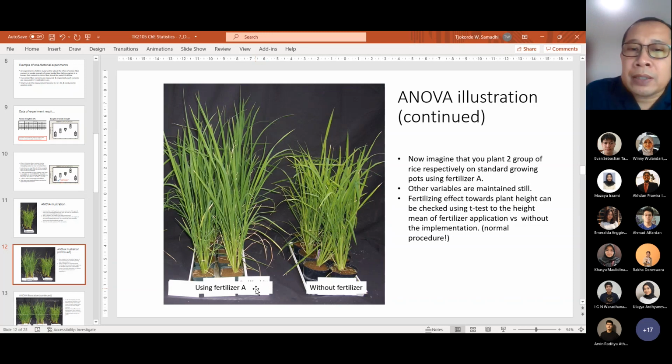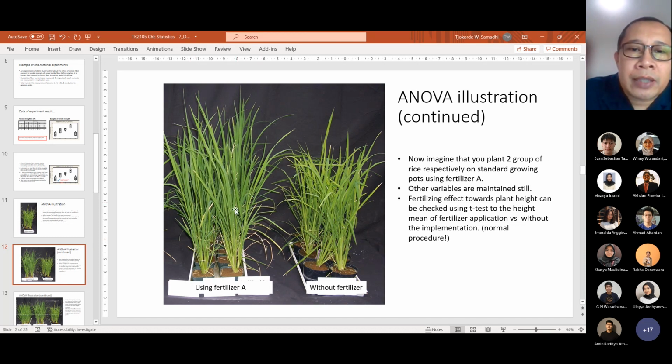And of course, we can imagine that if fertilizer A is indeed effective, then you will see taller plants after a certain amount of time. So again, if the fertilizer works, then the plants grown using fertilizer will be taller than the ones grown without fertilizer. Naturally, since you have studied hypothesis testing, if you want to confirm whether the fertilizer is indeed effective, you can perform a 2-sample t-test.